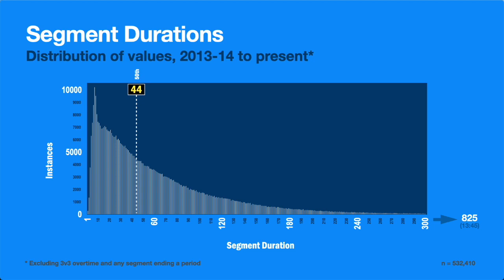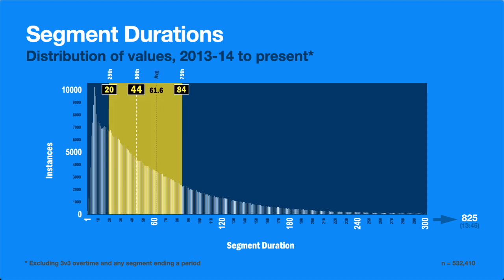The median is at 44 seconds, which is kind of an interesting number, since it also is the idealized shift length. We'll come back to that and see if there's really anything there or not. Probably not. Also, I will note that in this kind of distribution the average will fall to the right of the median. In this case, it's about a minute. And 50% of all segments will fall between 20 and 84 seconds long.